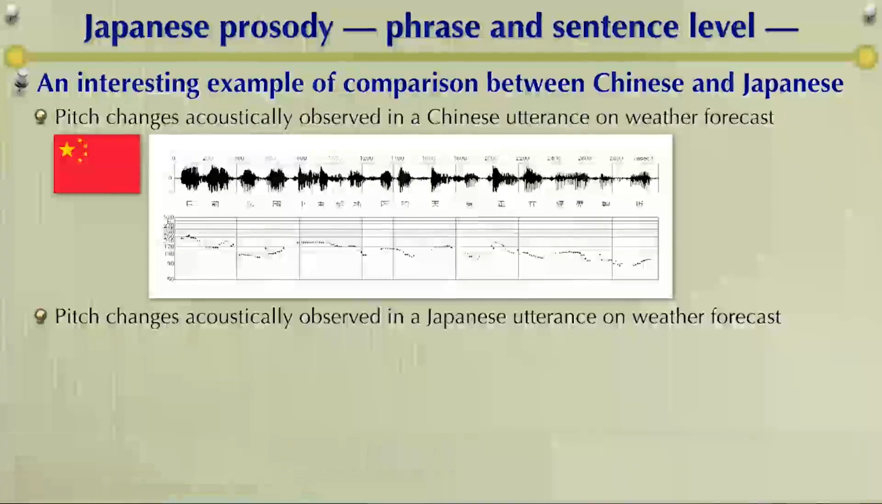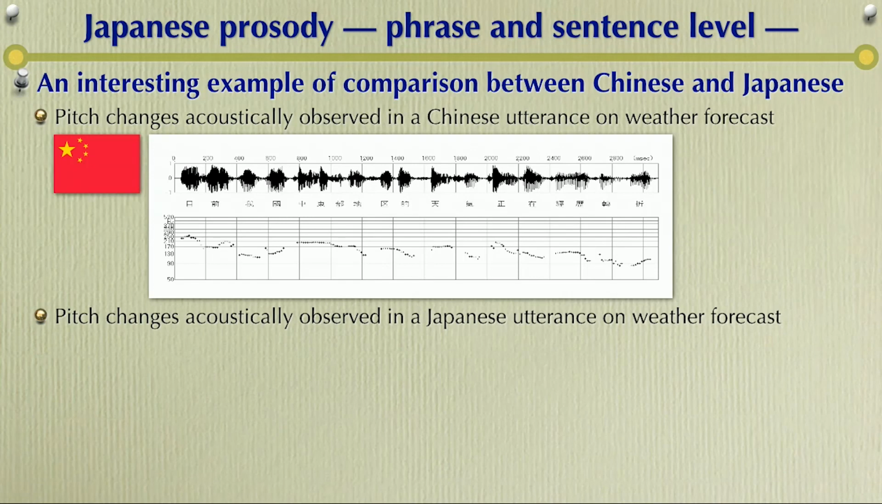This is another slide to explain sentence level or phrase level prosody, not lexical level. Sentence level prosody can be explained by comparing the sentence intonation of two languages, in this case Chinese and Japanese. This is a Chinese sentence about the weather forecast. Here I'd like to present a Japanese utterance.